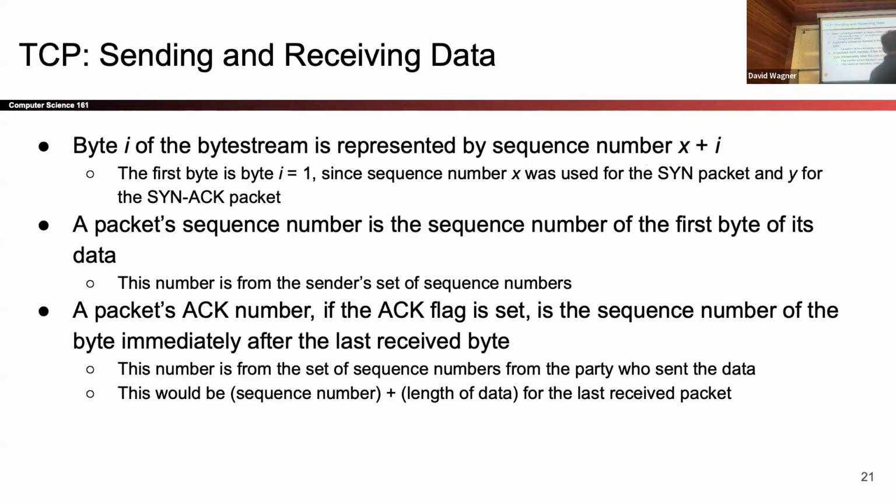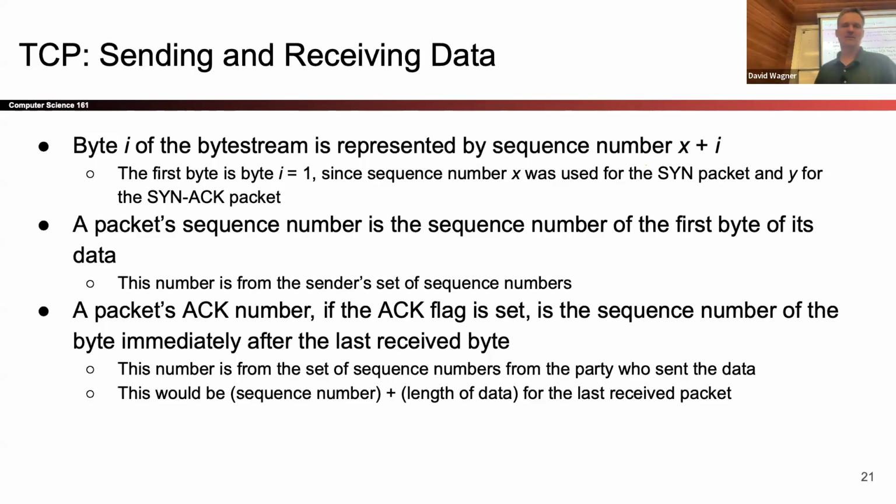Now, remember I said the natural thing would be that you start with sequence number 0, or maybe 1, if you let me get away with it. But TCP doesn't actually do that. It starts at a random sequence number. So if the initial sequence number was X, then the ith byte receives the sequence number X plus I. So the first byte will be X plus 1, the second byte will be X plus 2, the third byte will be X plus 3, instead of 1, 2, 3.